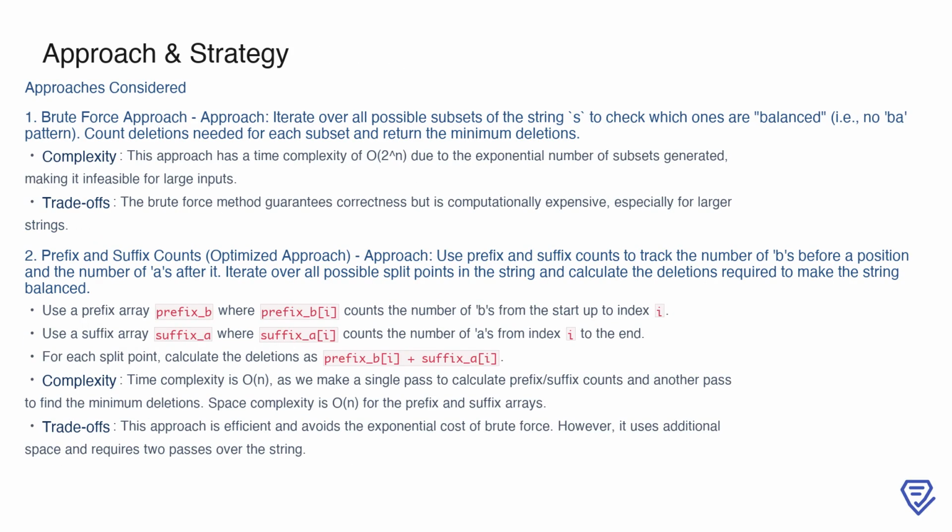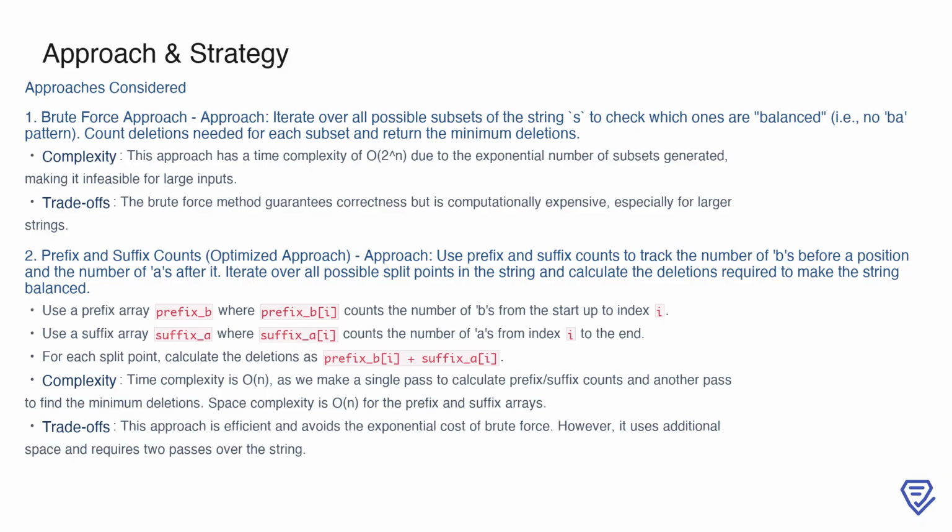To solve the problem of minimizing deletions to make a string balanced, we first considered a brute force approach. This method involves iterating over all possible subsets of the string to identify which ones are balanced, meaning they contain no BA pattern. For each subset, we calculate the number of deletions required and return the minimum. While this guarantees correctness, the time complexity is 2 to the power of n, due to the exponential number of subsets. This makes it impractical for larger strings.